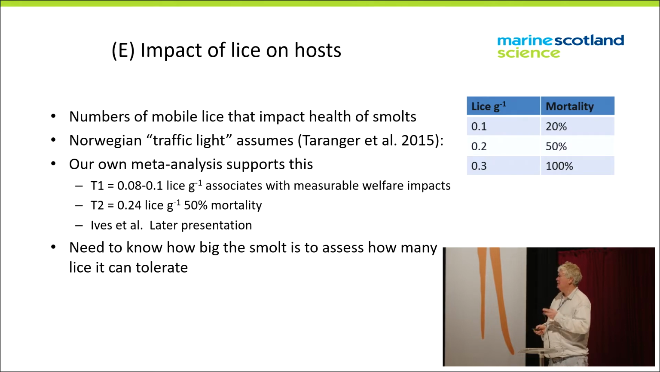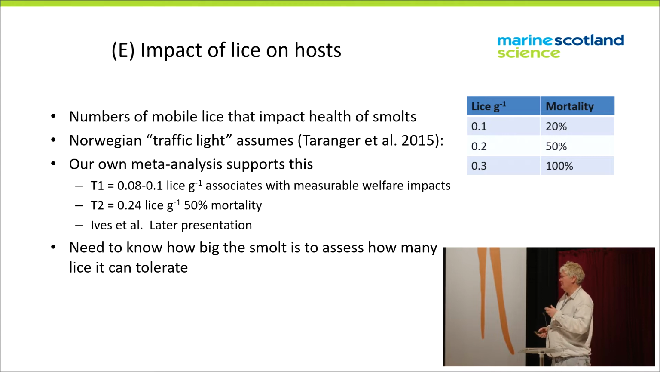This is important for infection, because the impact of lice on the host is dependent on the number of mobile lice being above a certain threshold. The Norwegian traffic light system is described in this table: 0.1 lice per gram of fish, 20% mortality; 0.2, 50%; and 0.3, 100%. And our own meta-analysis of data is supportive of these types of thresholds.